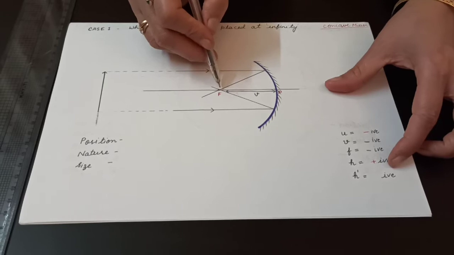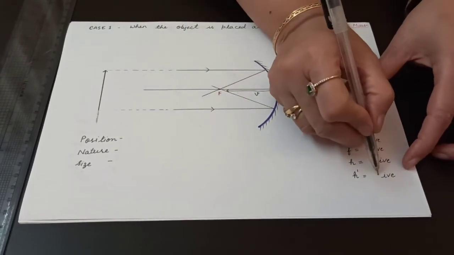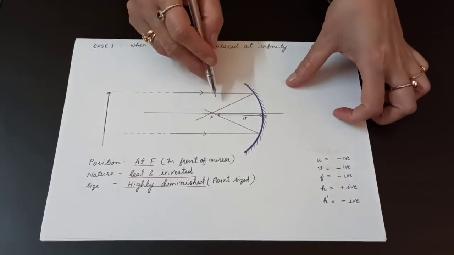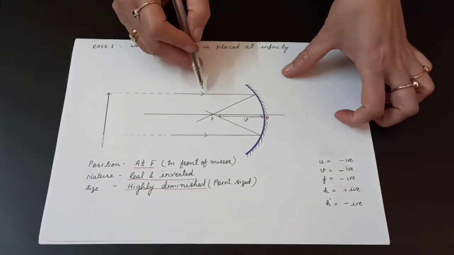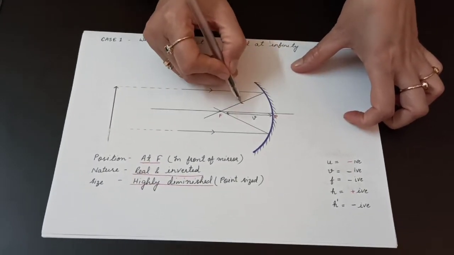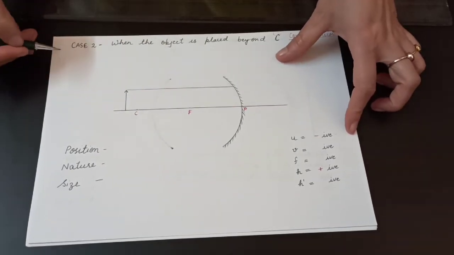Real and inverted image will always form below the principal axis. So this would be negative. Always remember that you have to draw the arrows on the incident ray and the reflected ray also.